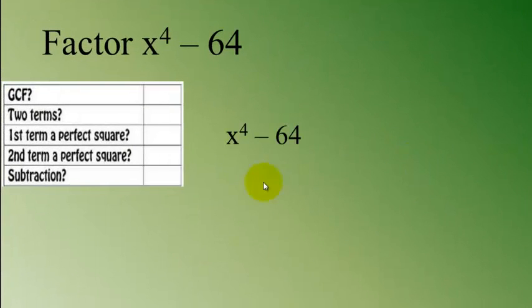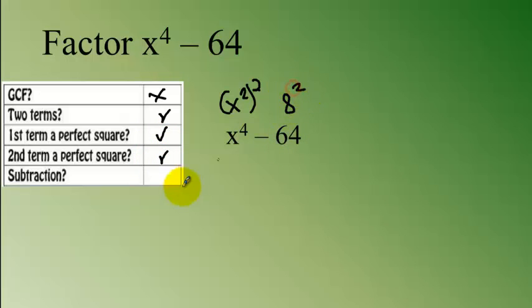Next example. Do we have a GCF? None. Two terms? Yes. First term a perfect square? Yes, because the exponent is even, and we can write x to the 4th as x squared raised to 2. Second term a perfect square? Yes, because we can write 64 as 8 squared. Do we have subtraction? Yes.